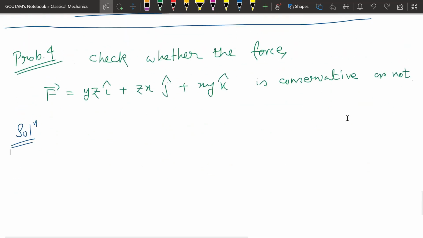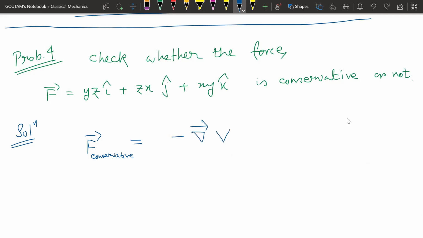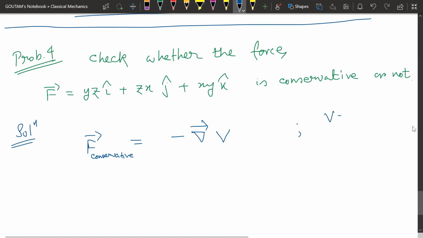The definition of conservative force, we already defined it in the previous class, which is, if a force F is conservative, then we will always find a scalar function V such that the gradient of V with a minus sign will be the force. So if the force is conservative, we will always find such V, such scalar function. And this scalar function is called the potential. This V is the scalar potential.